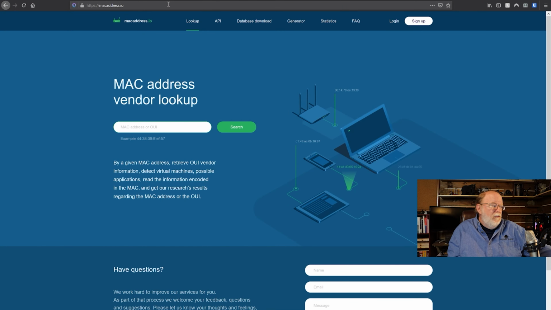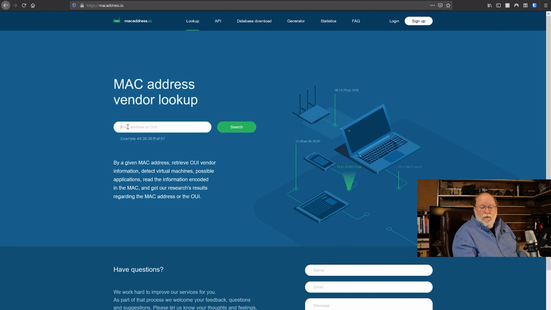new router off. And so what we're going to do is I'm going to go to macaddress.io, and as you see, it says MAC address vendor lookup. Like I said earlier, there are tools like this all over the internet. This is nothing special. This is just the first one I came across. If you notice, they have standardized, no, wait, they do not. They have the common version with the colons.